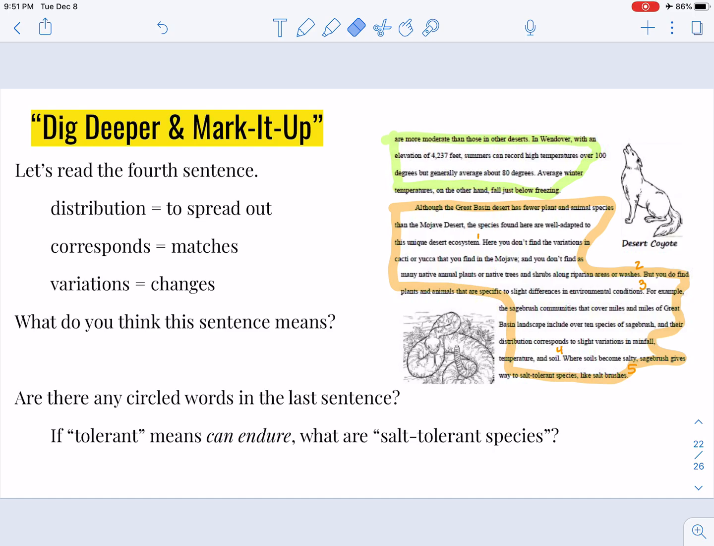Now, in the last sentence, we have where soils become salty, sagebrush gives way to salt-tolerant species like sagebrush. Now, helping myself to figure out what this word means, I know that tolerant means that I can endure something. So a species that is salt tolerant can endure through a lot of salt in the ground, right? So if I have a lot of salt in the ground, a salt tolerant species is going to be able to live through that and do what it needs to do to survive.